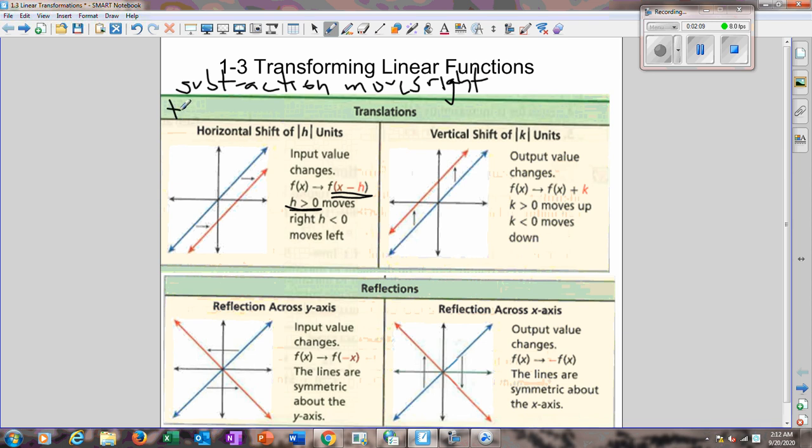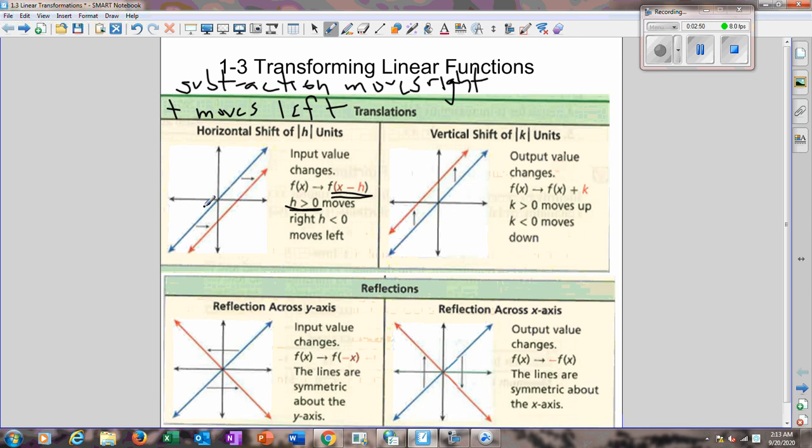Addition moves left. So subtraction moves it right, addition moves it left. So if I see some number being subtracted here inside the parentheses, it means it's going to pick the thing up and move it to the right. If it's an addition inside the parentheses there, it's going to move it left.